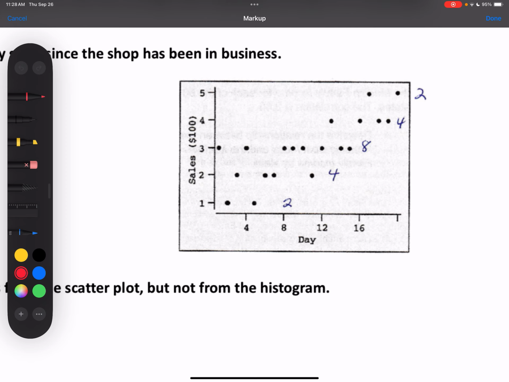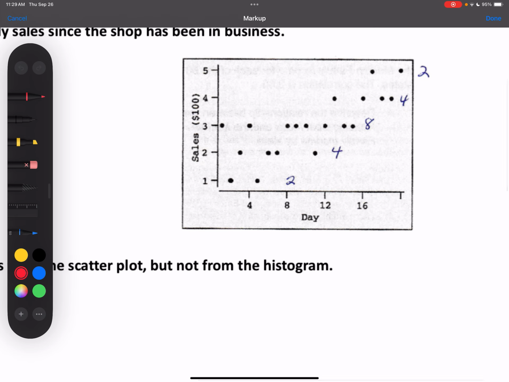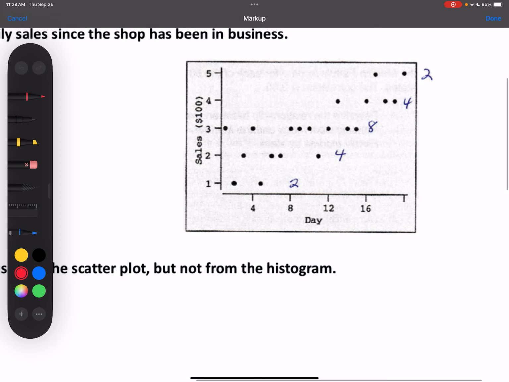So first day it's 300, day 2 is 100, day 3 is 200, day 4 is 300, so on and so forth, right? You can follow it along that way. So the scatter plot looks a little different than some of our other scatter plots. Now notice, they've already totaled these for you. If you had this problem on a quiz or a test, you wouldn't have these totals already out here. You would need to add up how many days did they make $500, how many days did they make 400, 300, 200, 100, so on and so forth.